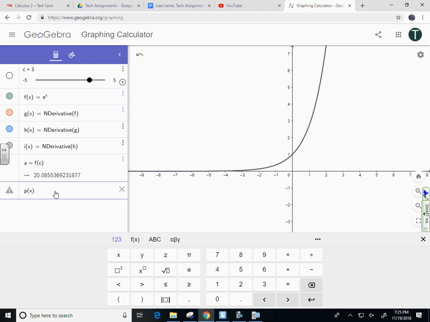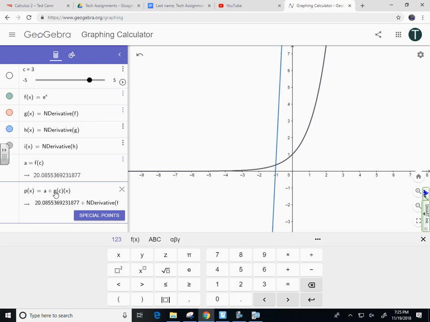So p of x equals a plus g of c times x minus c.